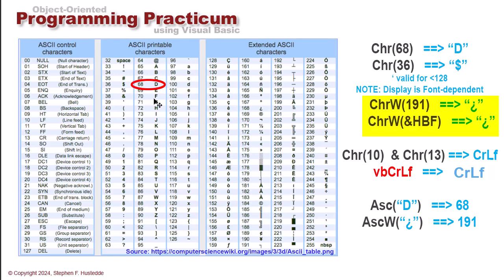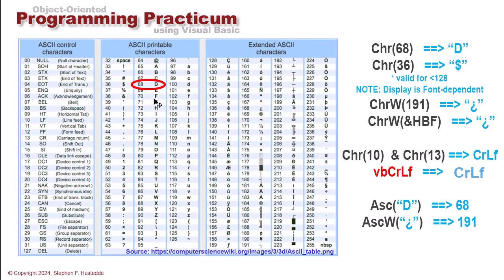We have to use CHRW, and its value is 191. Now you won't see that here on this ASCII chart because I'm not sure what font they used here, but it wasn't the Segoe UI that I'm using. So the inverted question mark is 191. I can also use the hexadecimal value, which would be BF.